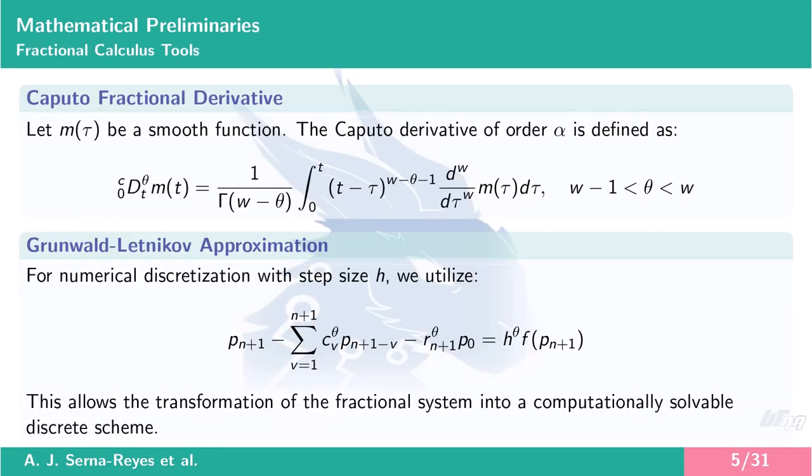Before introducing the model, let me briefly mention the main mathematical tools we use. The Caputo fractional derivative is chosen because it effectively incorporates memory effects while preserving physically meaningful initial conditions, an important practical advantage over other fractional operators. For the numerical treatment, we employ a Grunwald-Letnikov type approximation, which allows us to transform the fractional system into a discrete scheme that can be implemented computationally. These two tools form the analytical and numerical backbone of the work.